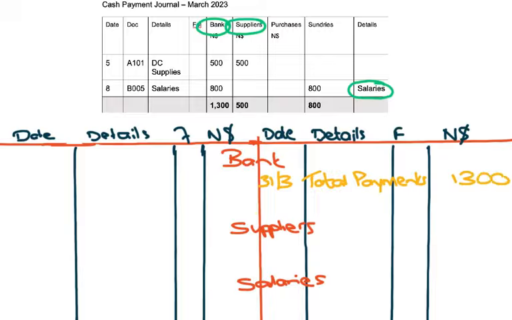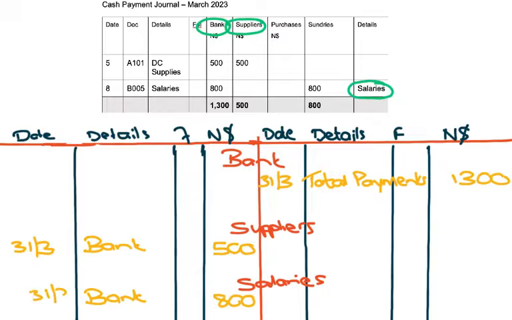My amount for total payments will be in my bank column, which is 1,300. Now I must do my debit entries and suppliers. Why do I debit my suppliers? Because I paid them, so I owe them less than yesterday. I have a 500, whereas my contra account is in the bank, and I use the 31st of March. And the same will happen with my salaries expense on the debit side. Contra account is bank, and it's the 31st of March.